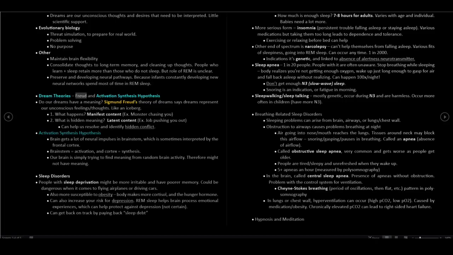Dream theories, Freud and the activation synthesis hypothesis. Do our dreams have a meaning? Sigmund Freud's theory of dreams says dreams represent our unconscious feelings and thoughts, like an iceberg. 1. What happens? Manifest content, like a monster chasing you.